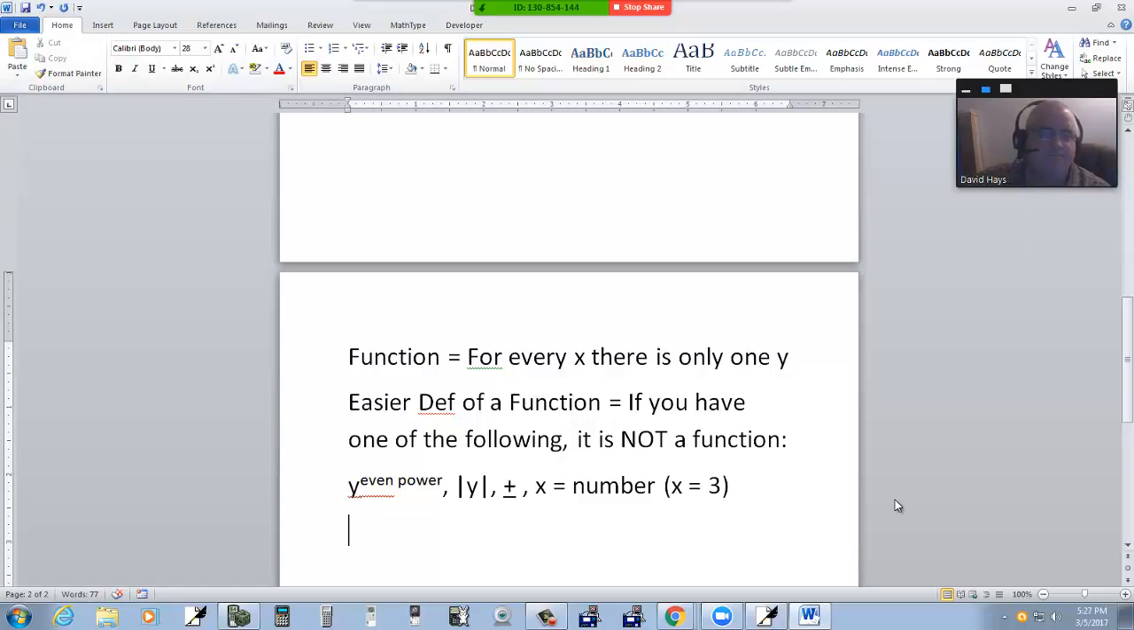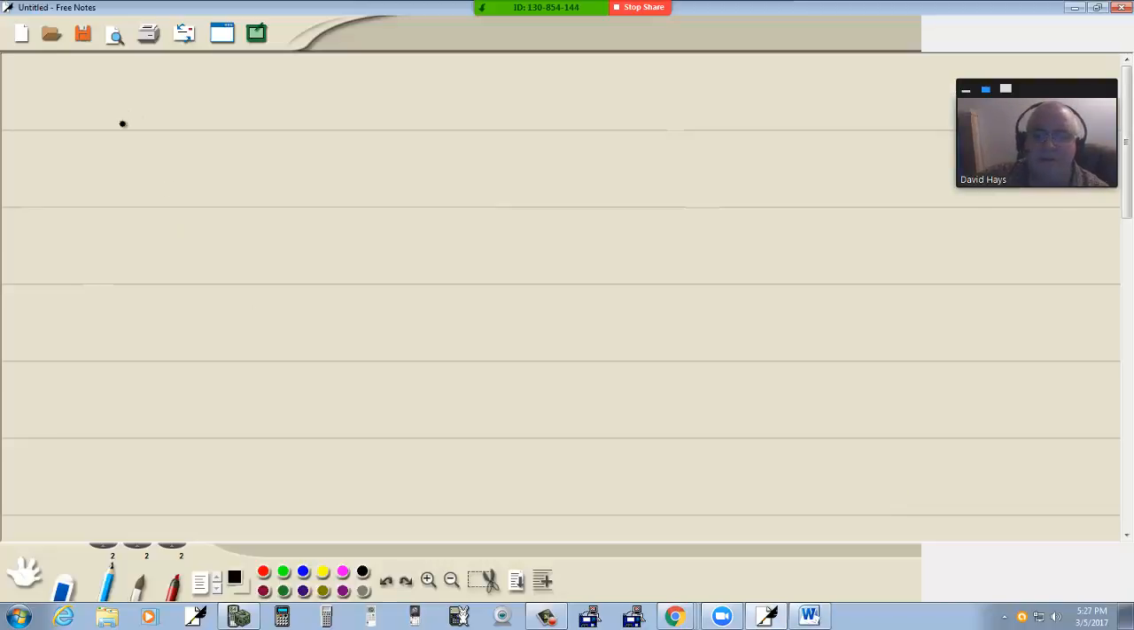For example, if I had, and the question whether it's a function or not, if I have y squared minus 3x equals 7. The fact that it has a y to an even power would mean that no, this is not a function.